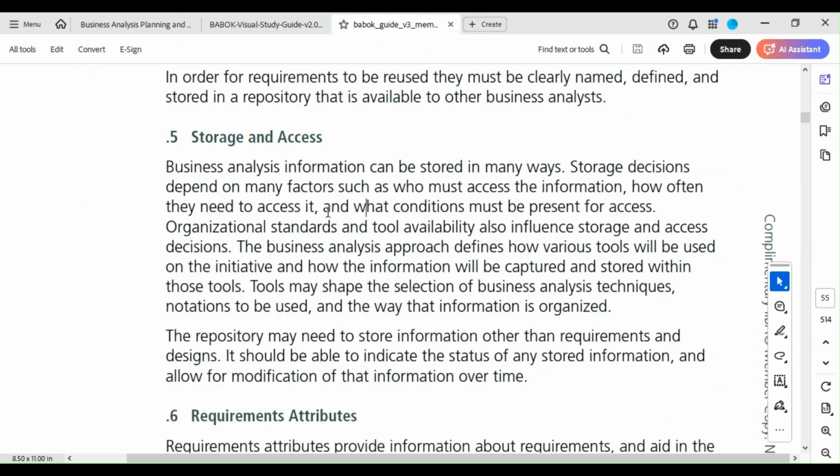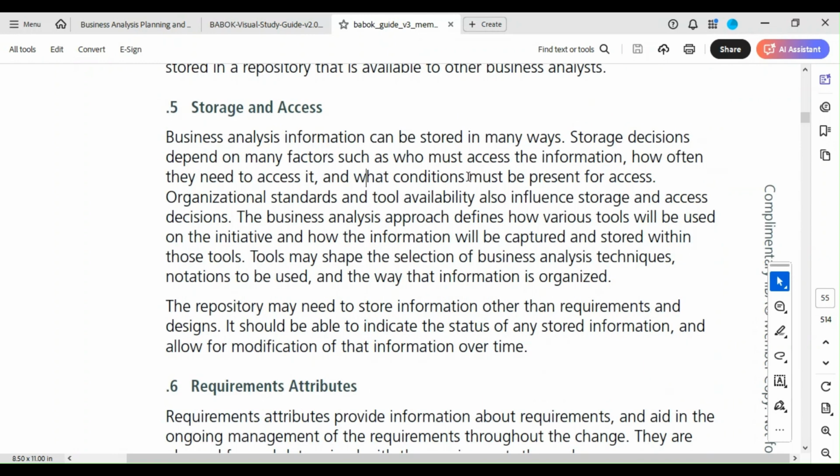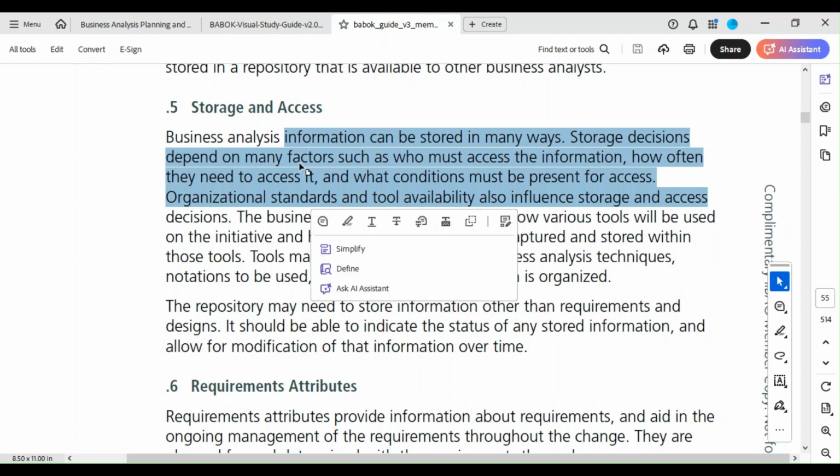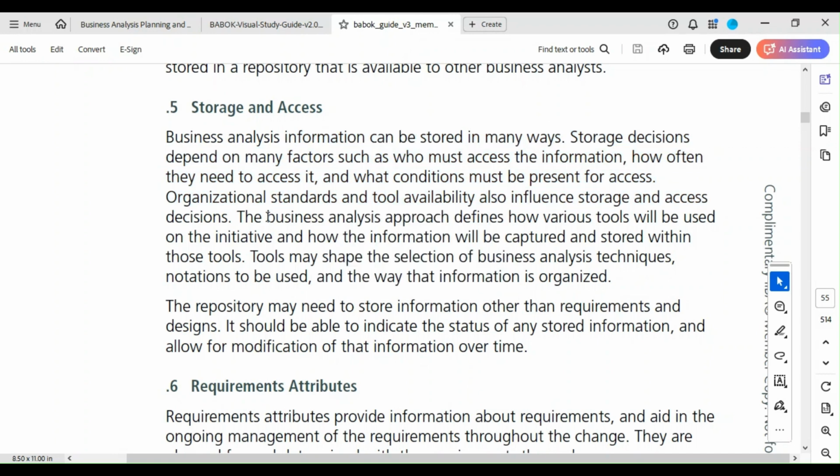Now, storage and access. Business analysis information can be stored in many ways. Storage decisions depend on many factors such as who must access the information, how often they need to access it, and what conditions must be present for access. So storage and access is telling you that whatever you want to store, you need to make a decision on it: who needs it, how often, and so on.